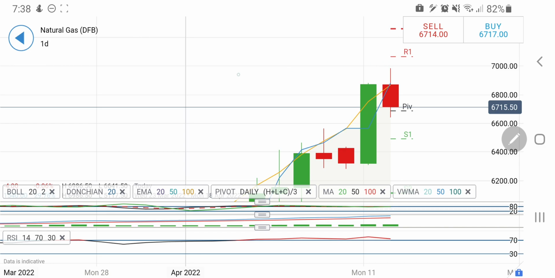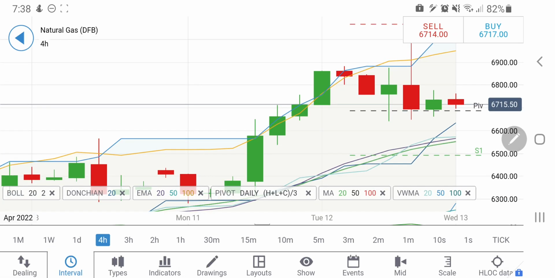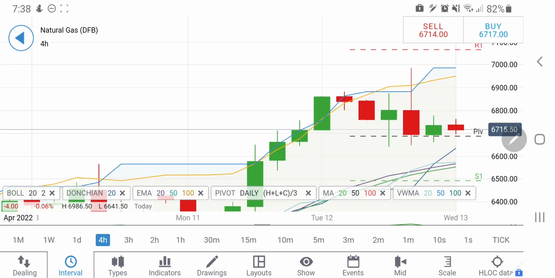See, NG has almost achieved the $7 levels, but it fell minutely shy of the target, and that was the target we had shared, that it may try to hit $7 levels before trying to drop. Now look at the 4-hour charts. See how beautifully it is getting the support here at 6.7. Higher lows consistently on the charts.